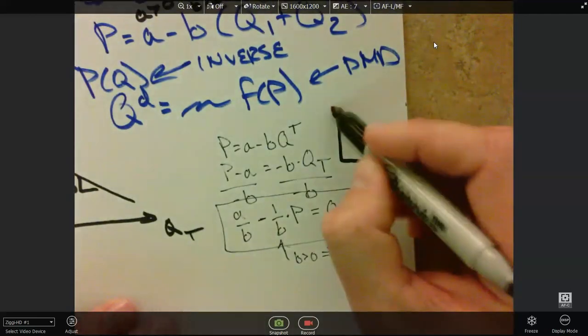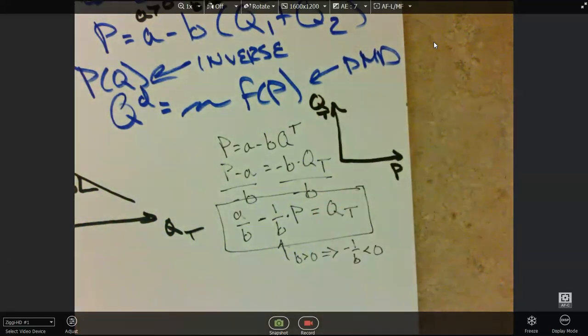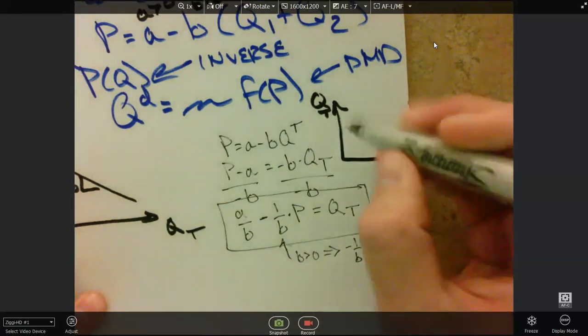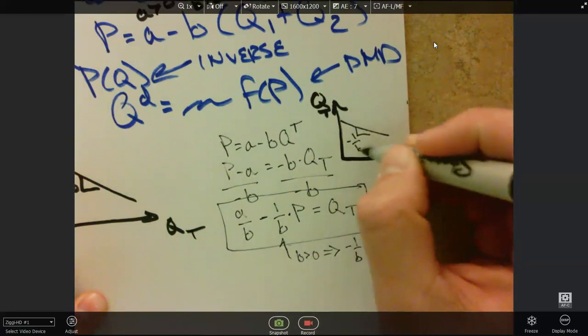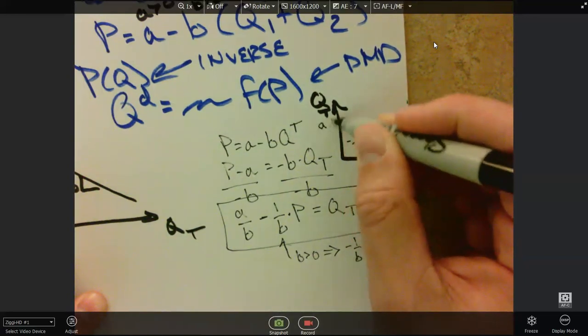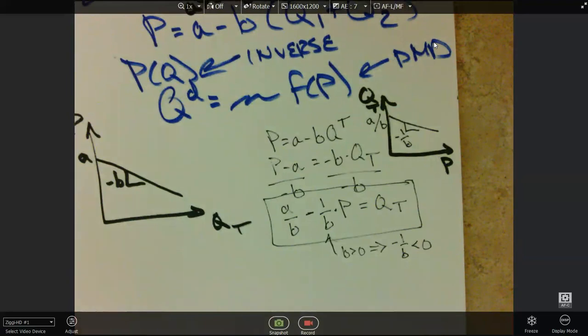So if we were to graph out the regular demand curve in terms of quantity as a function of price, then it's also going to be downward sloping, with a slope of negative 1 over B and an intercept of A over B. So it doesn't matter which way you slice it, it's always downward sloping. Part of a mnemonic, right? Demand starts with D, downward starts with D, and it's always downward sloping.